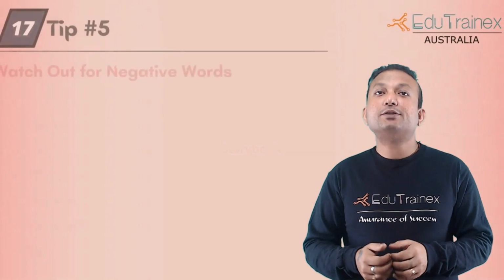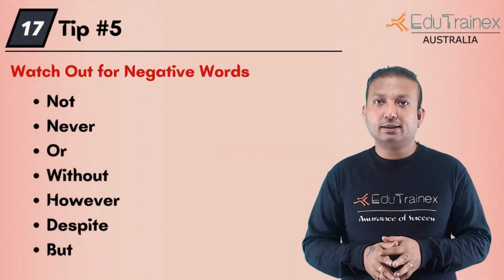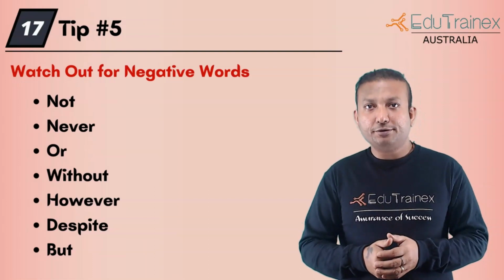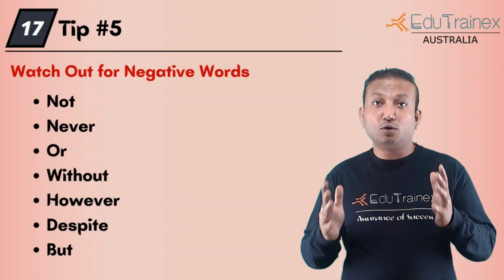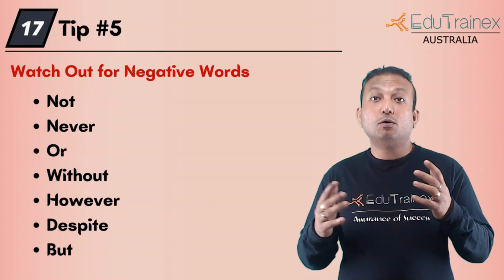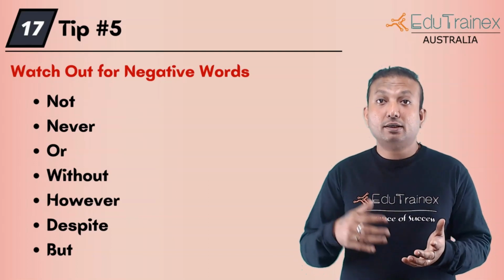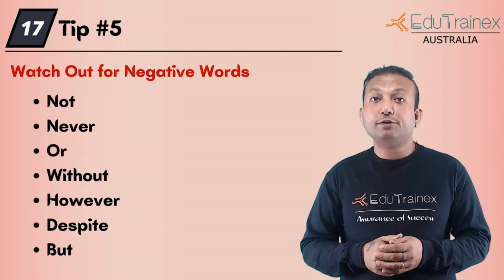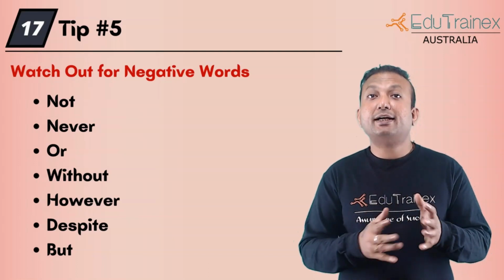Tip number 5 is watch out for negative words. This is also very important. Negative words can be tricky. If you encounter negative words like not, never, or without, however, despite, but, make sure the word you fill in the blank aligns with the negative meaning.